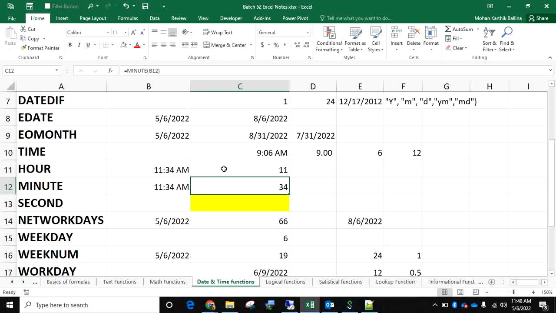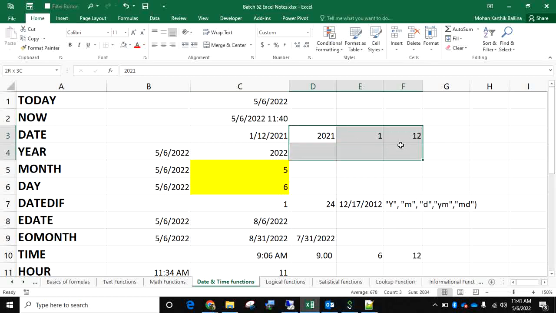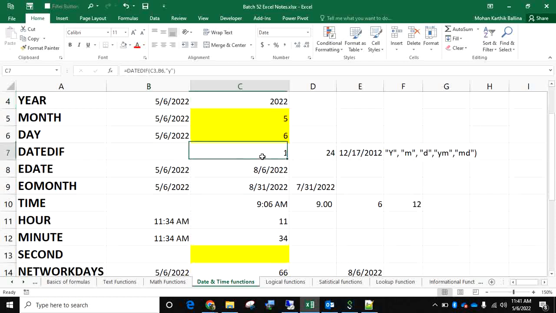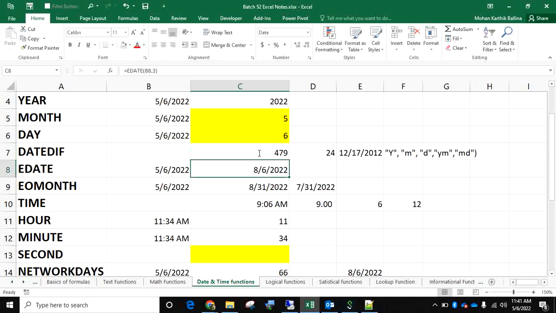Okay, I hope you understand date and time functions. Today retrieves today's date, system date. Now retrieves the date with the time. Next, date function. Date function can be used to create a date by using year, month, day. We can retrieve respective year and month, day from the date value. Date difference. We have different kinds of formats. You can get the difference in between two dates by days, by months, by years, by ym, by md.